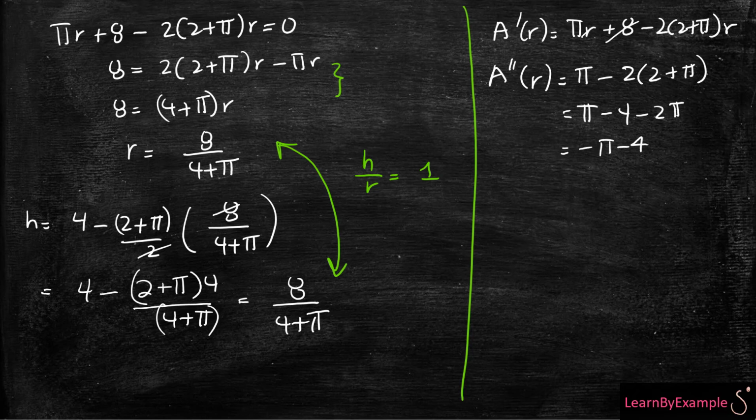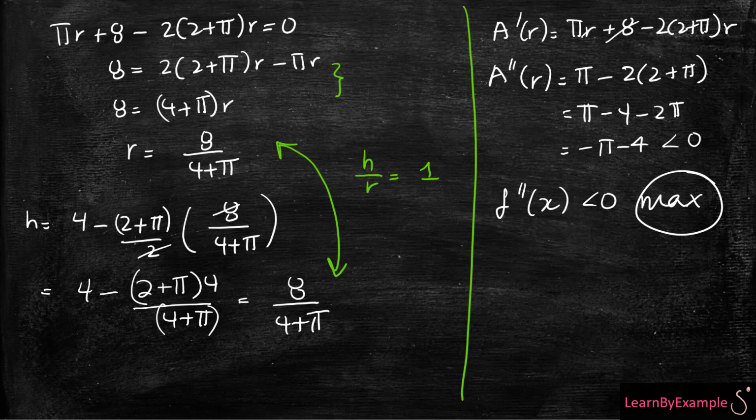And so this shows that it is in fact less than 0. And we know that when your function, whatever the function may be, that's general, so your function f of x double prime, when it is less than 0, your value is always a maximum. So in this case, we did find that that is the maximum amount of sunlight coming in if your h and your r, your ratio, is equal to 1. Hope that helps.